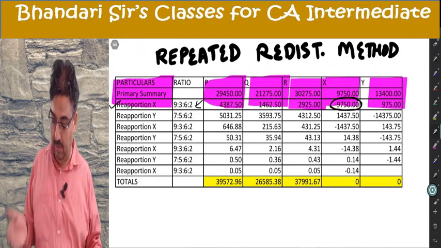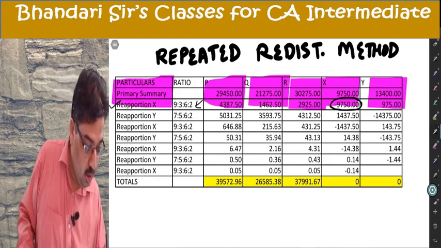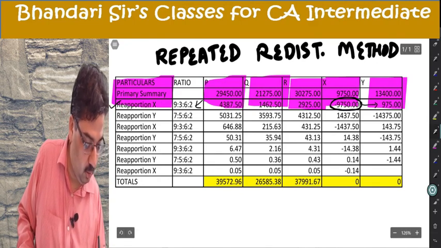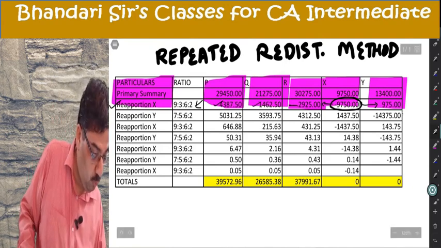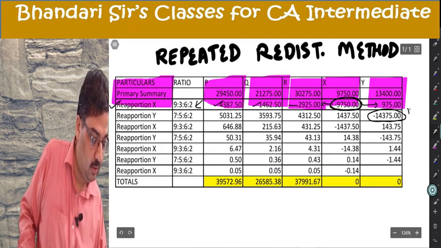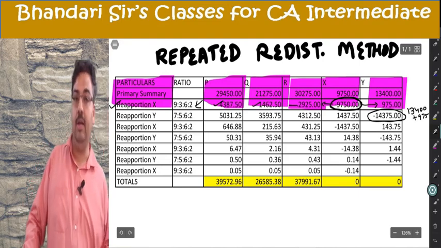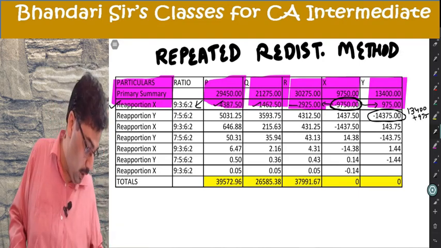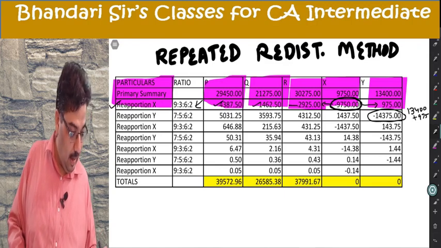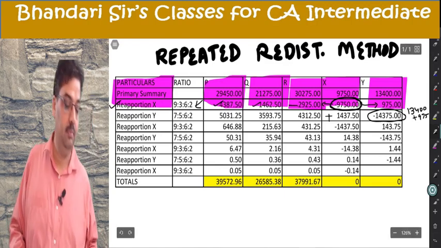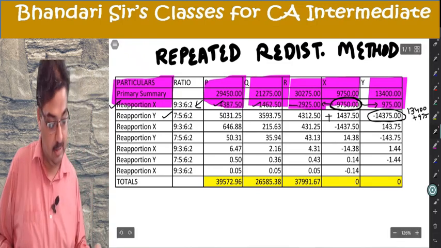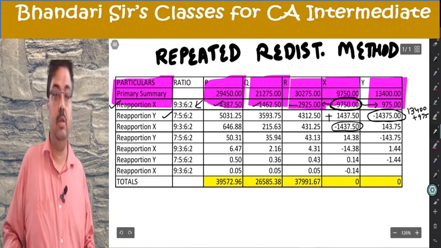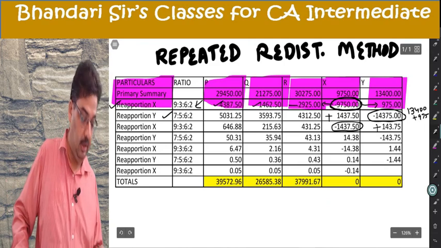From their percentages 45%, 15%, 30%, 10% I am done. Now, when I reapportion, you get positive figure here also. You are getting positive figures everywhere. Now, I have to reapportion Y. How did I get this figure? This is 13,400 plus 975. If I reapportion this only, then it will become 0. Now, when I reapportion this, I start getting positive figure here. Now, Y is 0, but X is getting some amount. I need to reapportion X now. I reapportion this. When I reapportion this, I get a positive figure here.